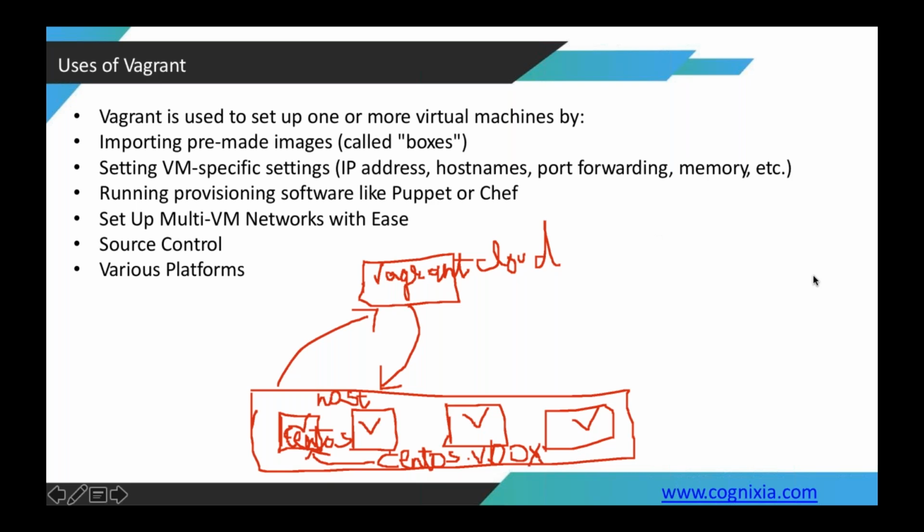Anyone having any questions from this one? Sanjay, CentOS VBox is just an image. We are using that image to create a virtual machine, and that virtual machine is going to run on the host. If you want to create a virtual machine, you need these VBox images. Unless you have these VBox images with you, you can't create any virtual machine. So you can think of it as a blueprint to create a virtual machine.